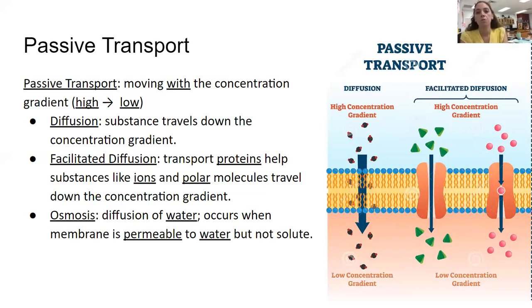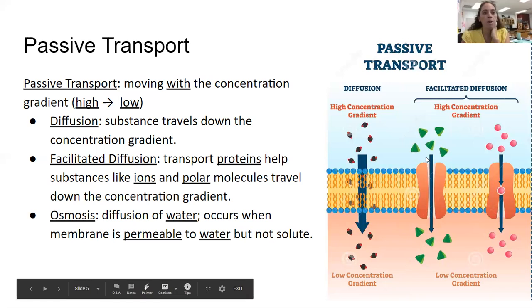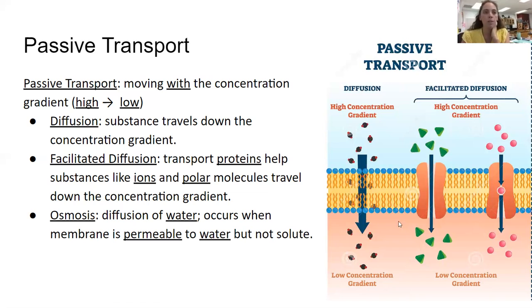Osmosis is the diffusion of water. And this occurs when a membrane is permeable to water, but not to the solute, not to whatever's dissolved in the water. Water will move from high water concentration to low water concentration. Oftentimes, water is going to move with the aid of an aquaporin, a special transport protein. Occasionally, some water, though, can pass through the lipid membrane.